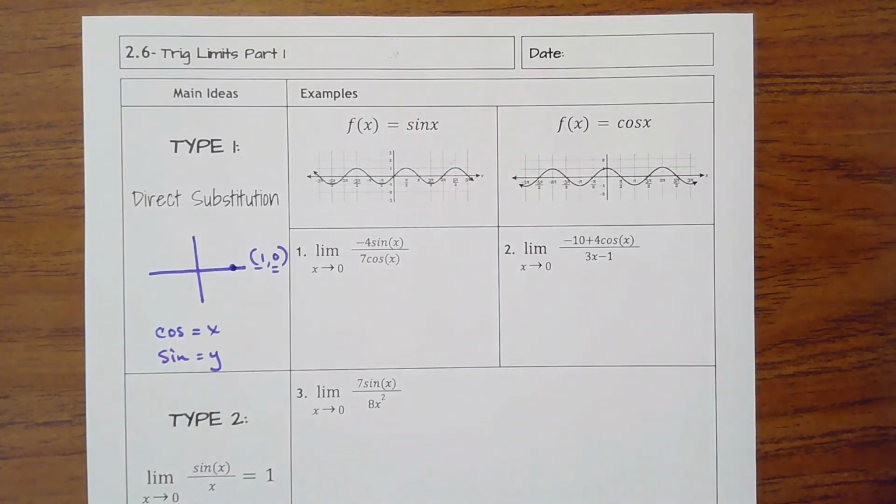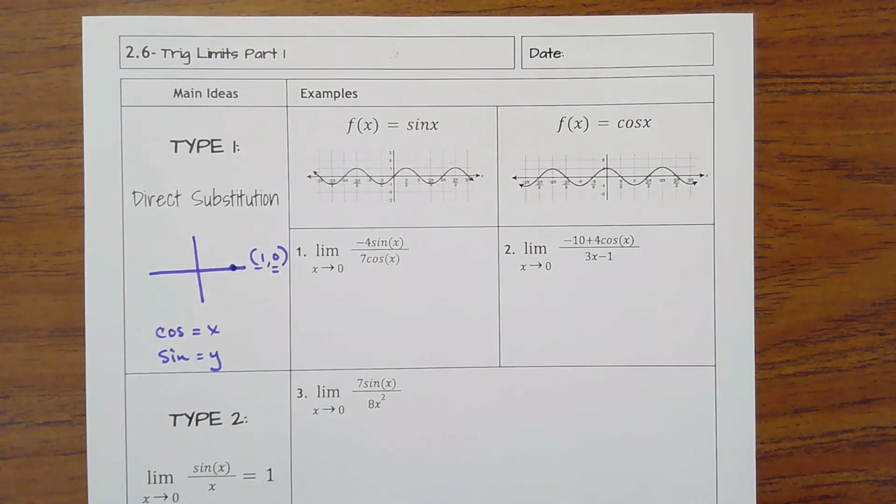2.6 is trig limits, part 1. I've actually decided to split this into 2 parts because I feel like it's kind of a lot. Even this video will be a little longer than normal because I want to do several problems. Otherwise, I think you'll have a hard time figuring out all the different things that can happen.